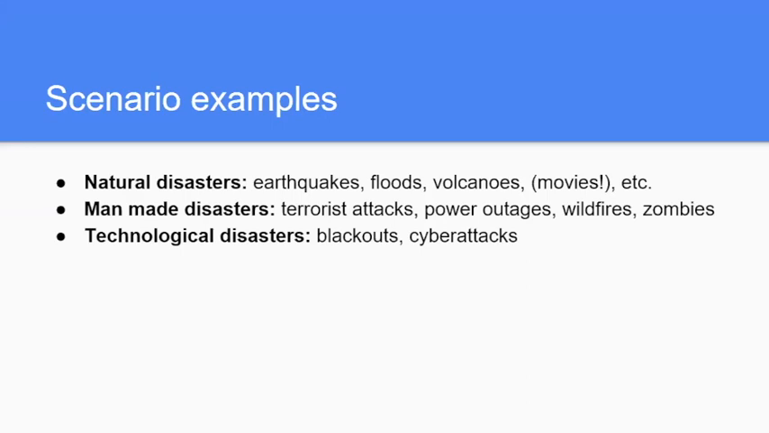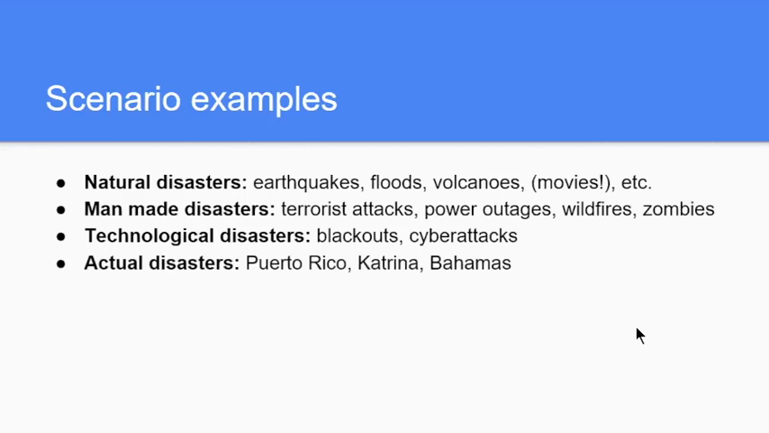Making these exercises and scenarios funny and fun is a way to distract people and lead them astray. So people become very conscientious about reading what they're supposed to do, because they get that feedback of saying, okay, listen, something went wrong here. Technological disasters, blackouts, which means essentially do the same thing as you usually do, but do everything on battery. Cyber attacks, they're always fun. And actual disasters: Puerto Rico, Katrina, Bahamas.